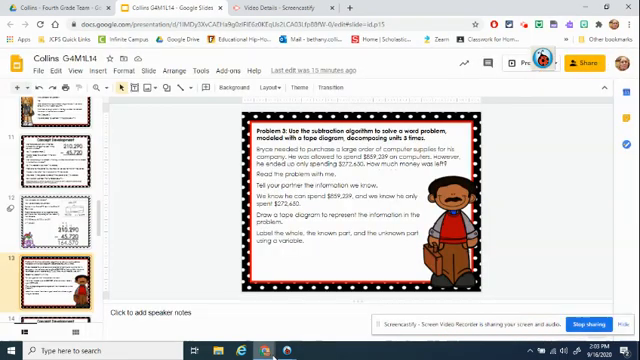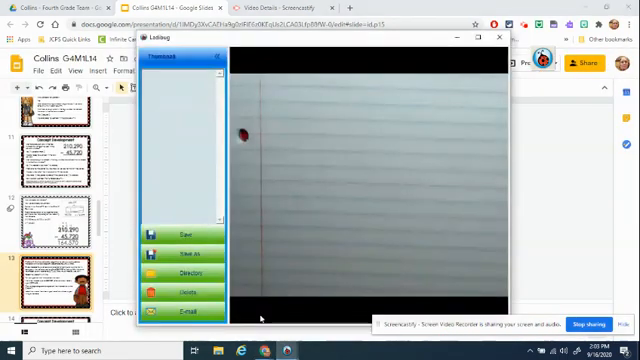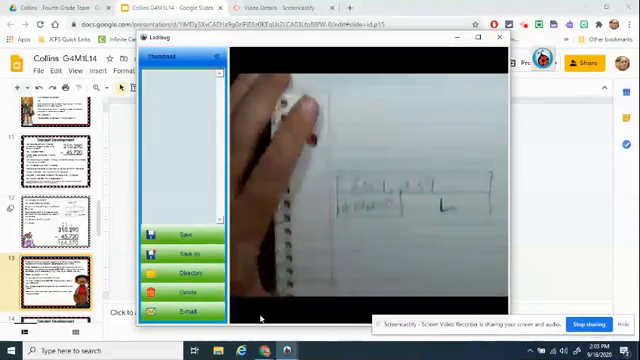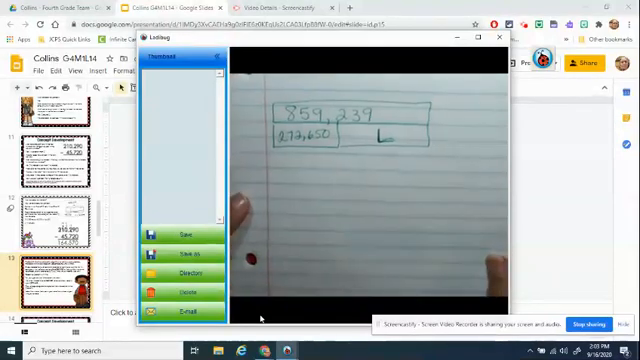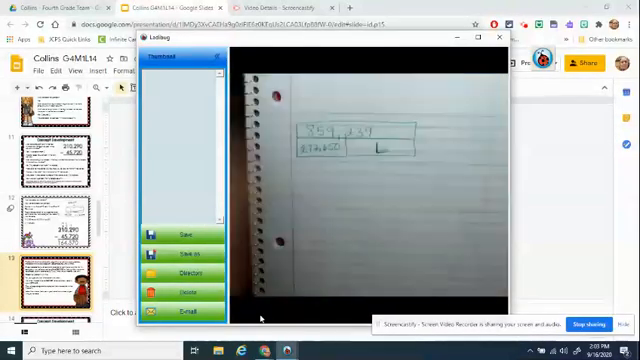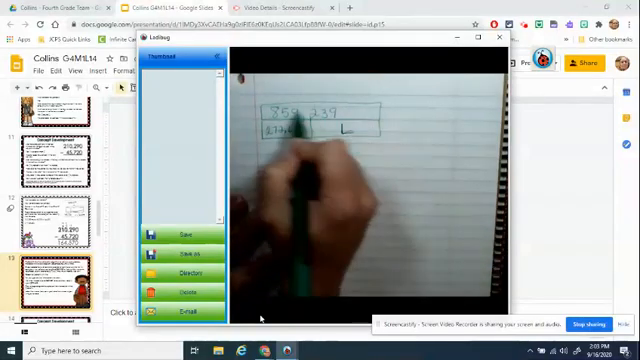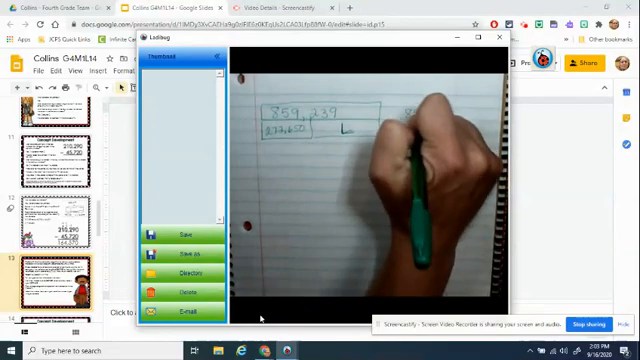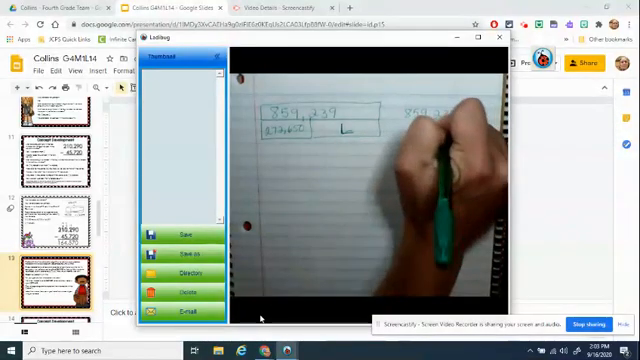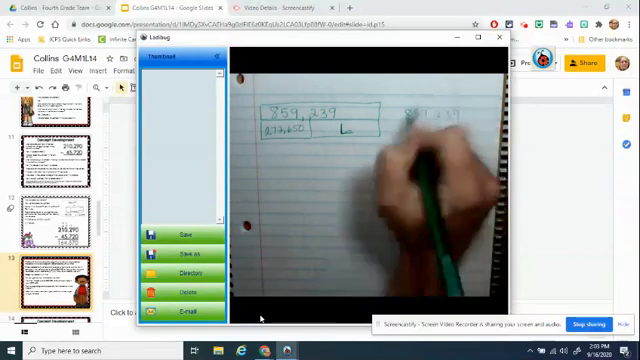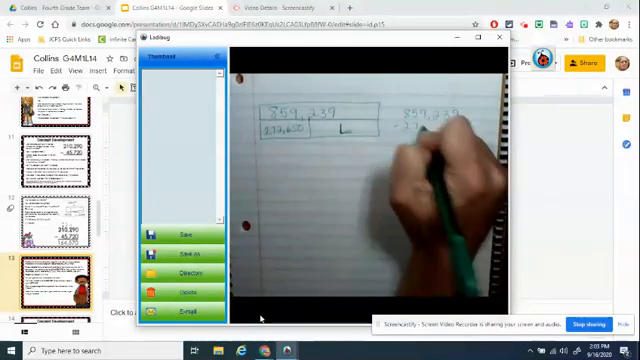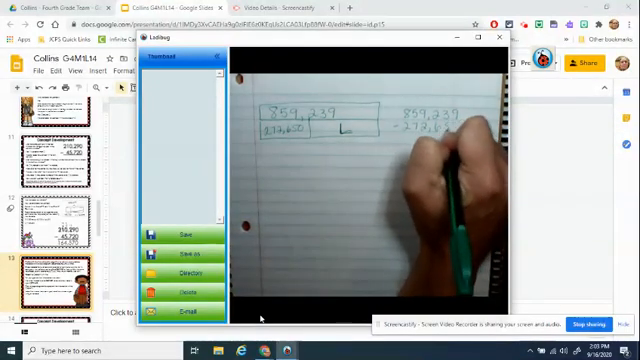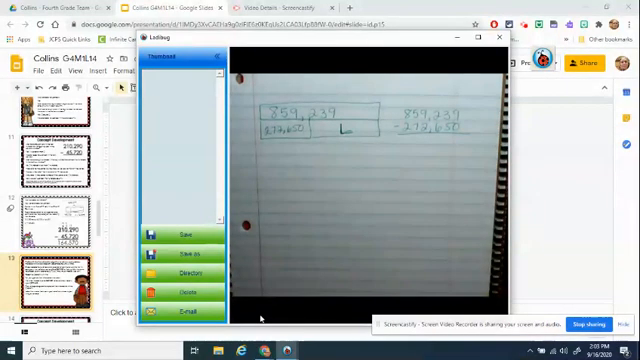So let's go to Miss Collins' document camera. And let me fix this so you can see this. Zoom out a little bit. So here's my total number, 859,239. And here's what he spent, $272,650. Now, when I start subtracting these, there are going to be some places where I cannot subtract, so we're going to have to go slow and careful.